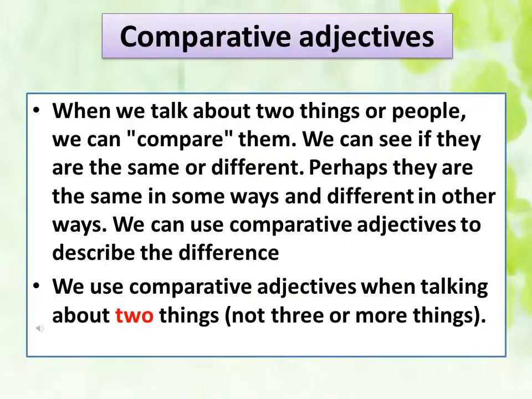Okay, let's start with comparative adjectives, يعني مقارنة. So when we talk about two things or people, we can compare them, يعني شيئين فقط، ما يمكنش يكون أكثر من شيئين. We can see if they are the same or different. Perhaps they are the same in some ways and different in other ways. We can use comparative adjectives to describe the difference. So we use comparative adjectives when talking about two things, يعني شيئين أو شخصين لا غير. Not three or more things.